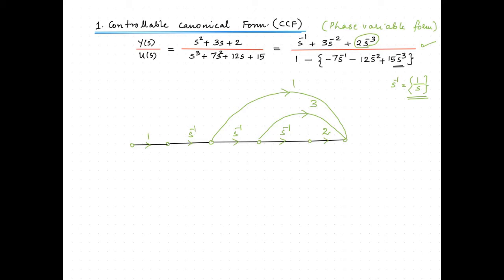Now we start forming the loops from this side, so that whenever a path is removed, that loop also will be removed. So we have minus 7 s raised to minus 1, minus 12 s raised to minus 2, and we have minus 15 s raised to minus 3. So you can see that this is minus, instead of plus.